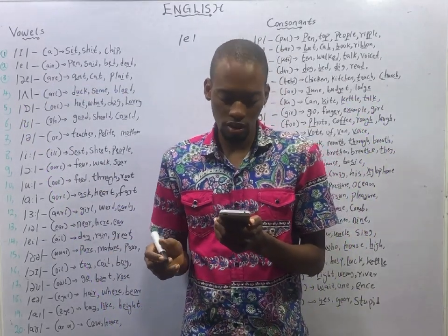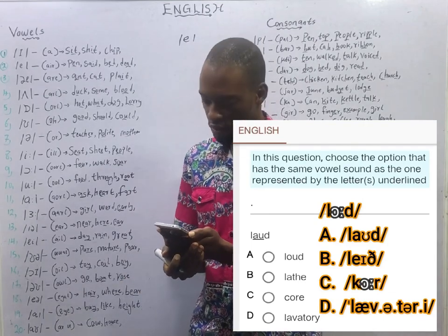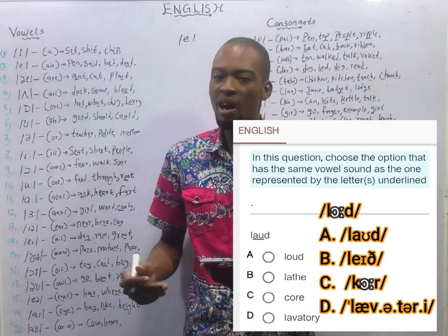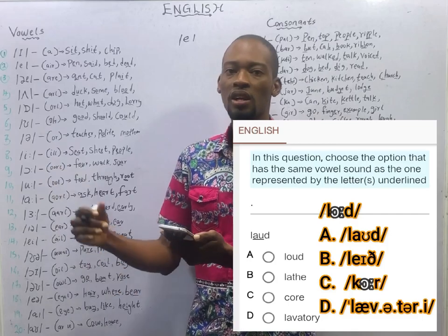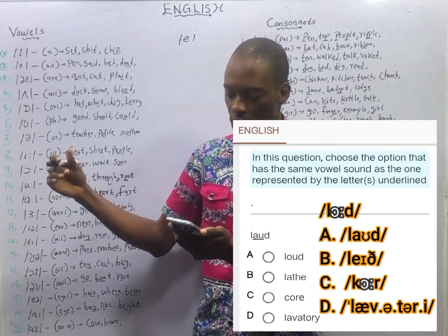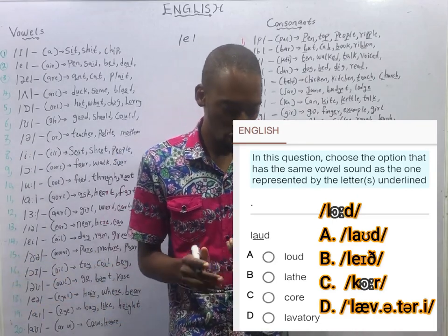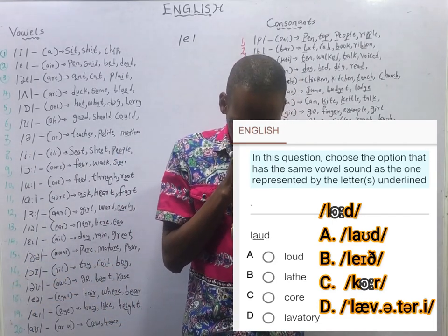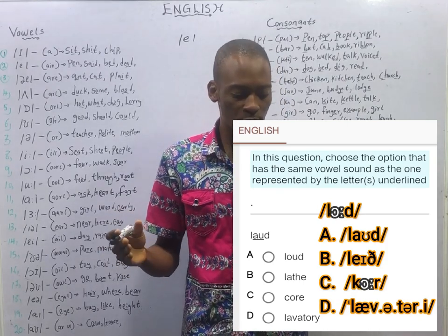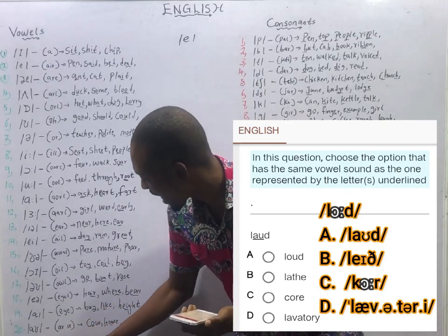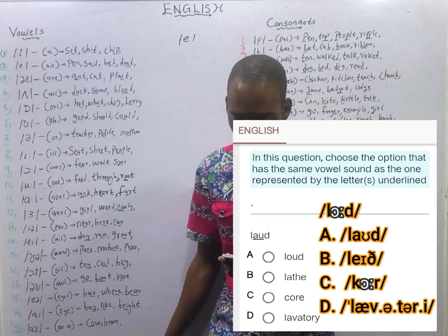Loud. So that is pronounced "loud", not "laud". It doesn't have the ow sound, it has the O sound, as in "laud", "laudable". Or looking at the options, option A has the ow sound. Option A is "loud". Option A has the ow sound, as in cow, house, loud.